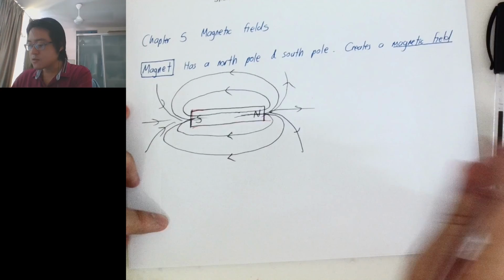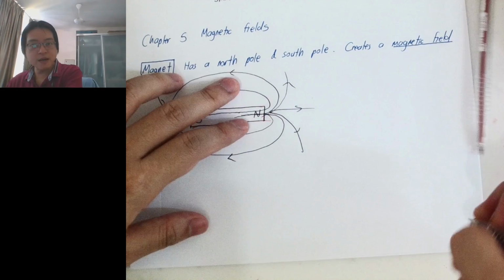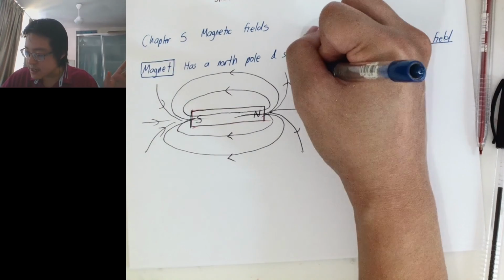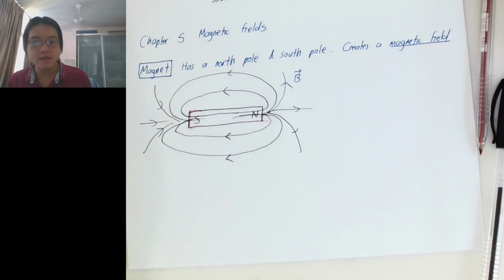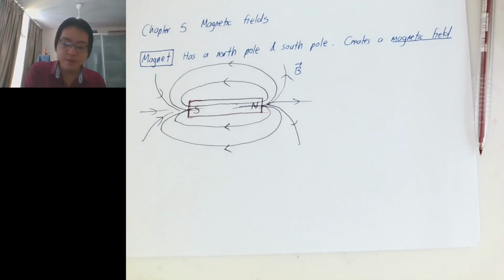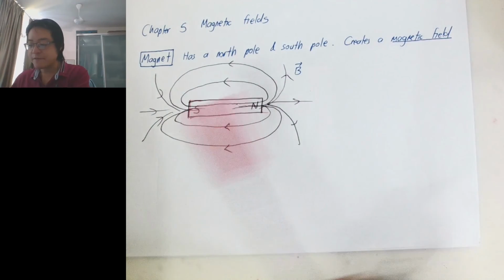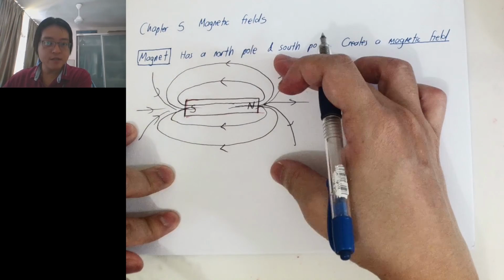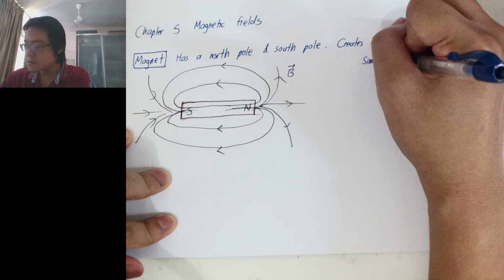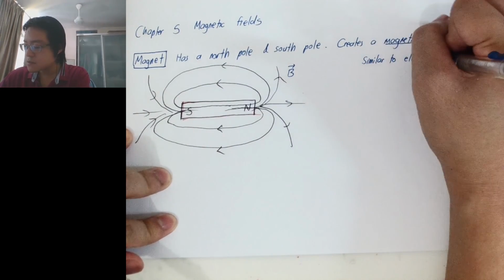So this is a new type of field. It's no longer the electric field, it is another vector field. We are going to call the magnetic field B. That is a common notation for the magnetic field. Notice that if I draw the magnetic field around the bar magnet, it is similar to an electric dipole.